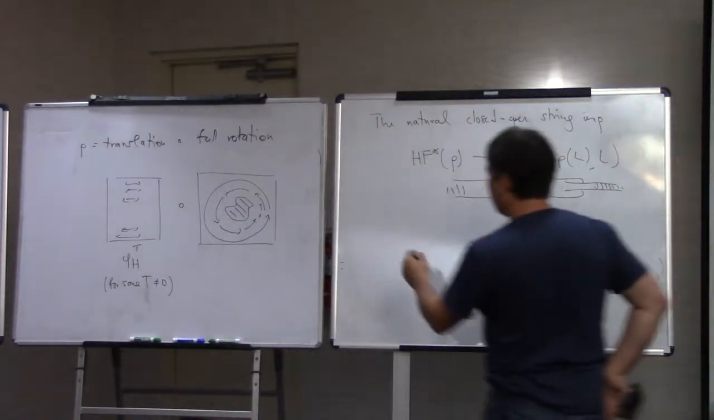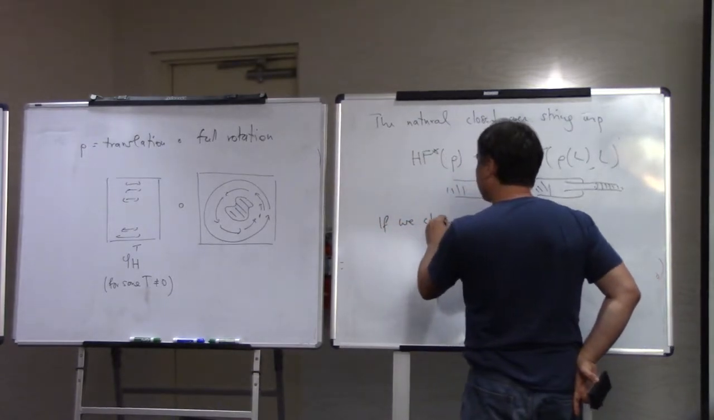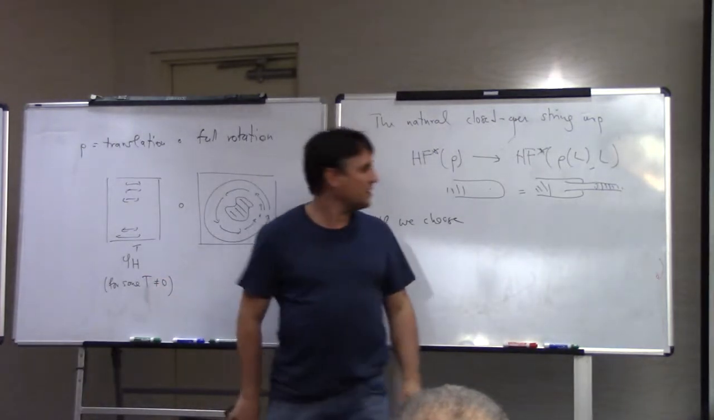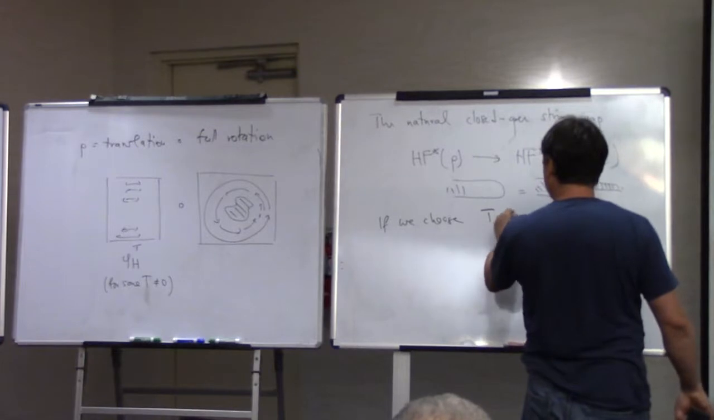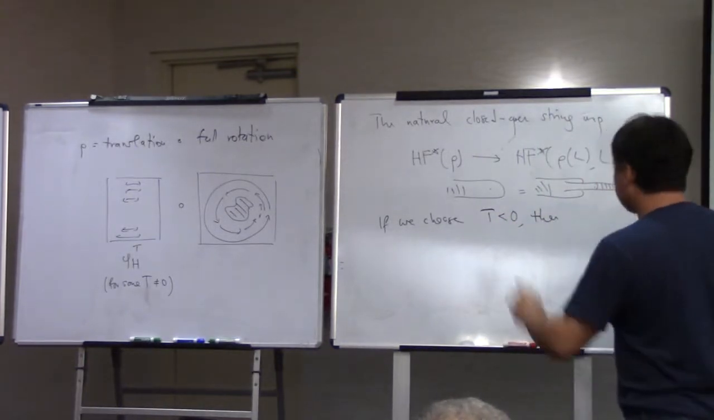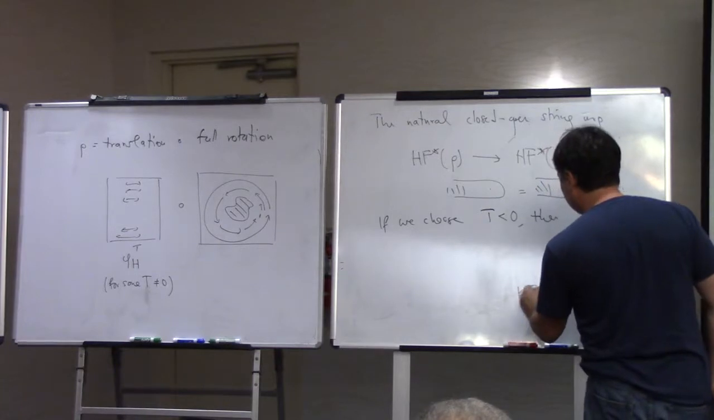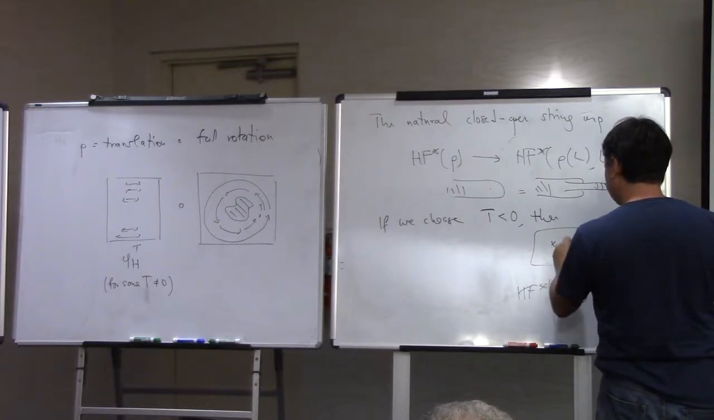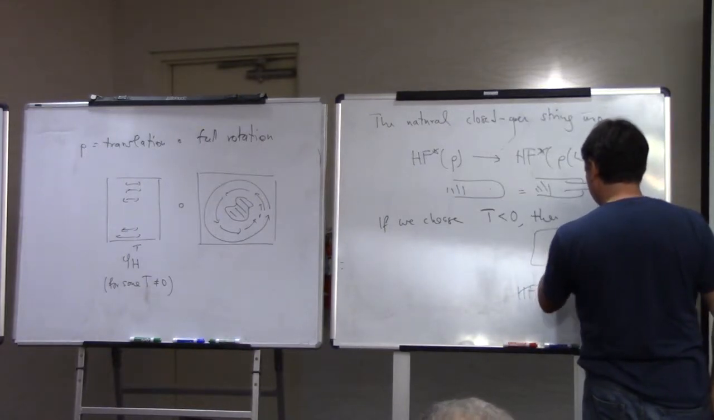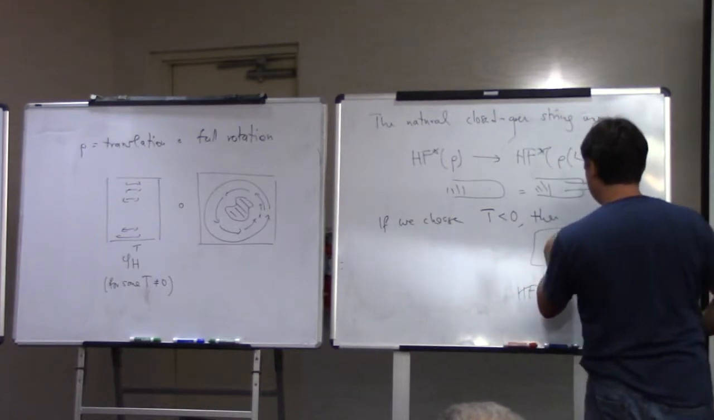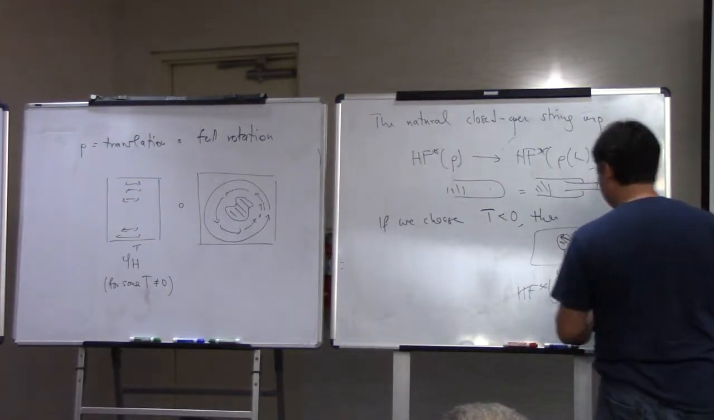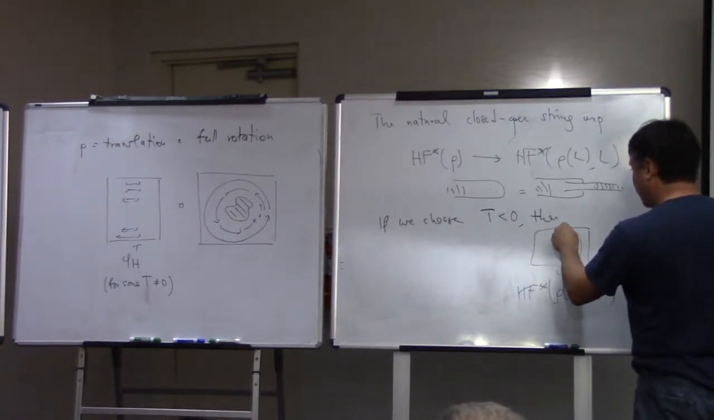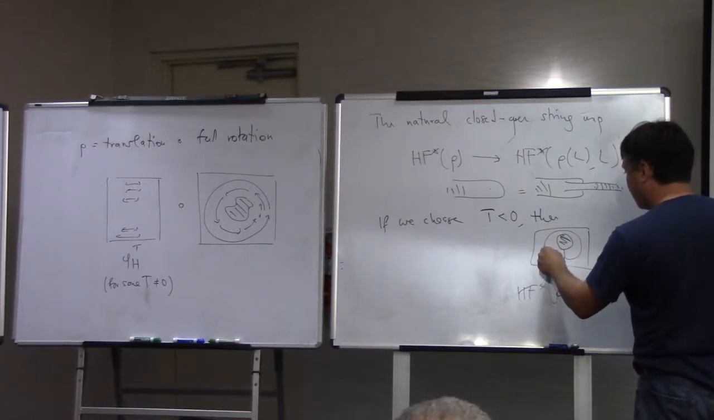So now if we choose, remember here I've been kind of cagey about what the sign of big T is. If we choose big T less than or equal to zero, then let's see what happens. You have the Floer cohomology of rho of L. This is my L. And then what you're supposed to do is, as it goes out, it acquires a full rotation, but then it's translated slightly to the left. So that's rho of L.